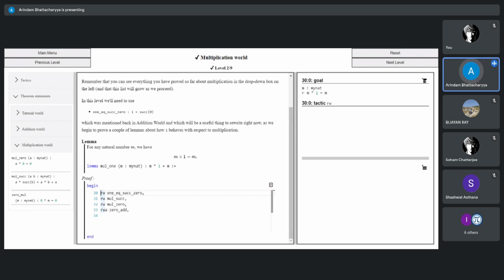So I want to show that n * 1 is equal to m, and so I somehow will have to use the fact that 1 is actually equal to the successor of 0, right? So I do that, and then I have m * successor of 0 is m. So the idea is that you constantly look at all the given information you have, the things on the left and this thing, and try to construct a proof from those.